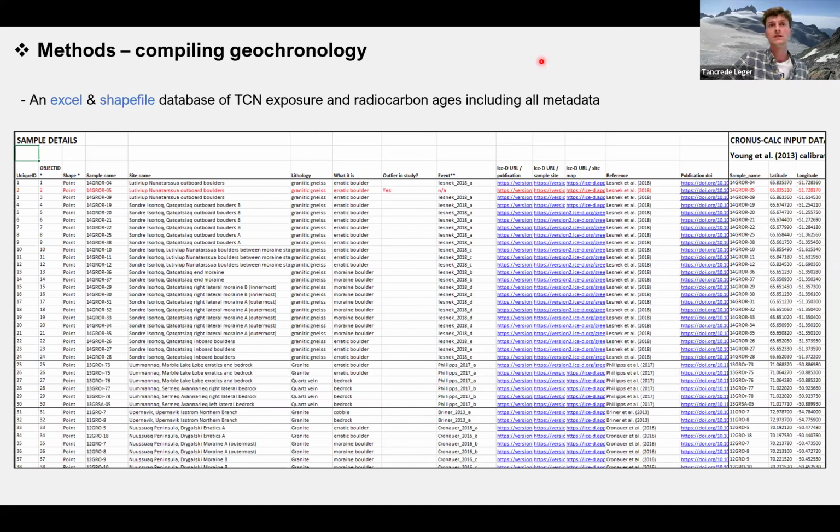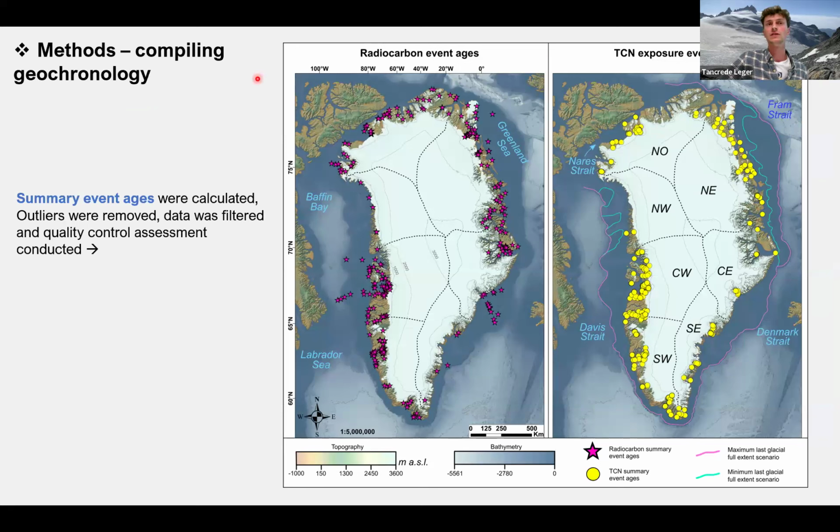Once we had this, there are thousands of ages in there. It took a while. We also needed to simplify this product. If you were to plot every single age on a map, you would end up with a very messy situation where it would be tricky to do an isochrone ice extent reconstruction at the ice sheet scale. So we needed to simplify this product a bit.